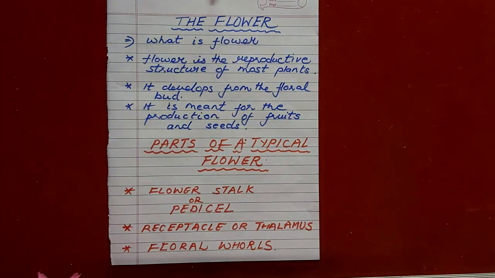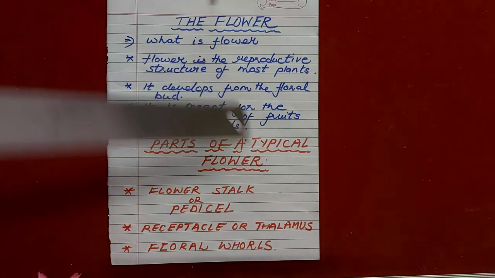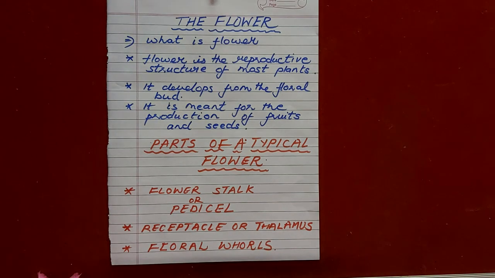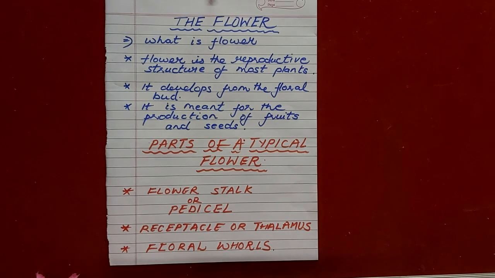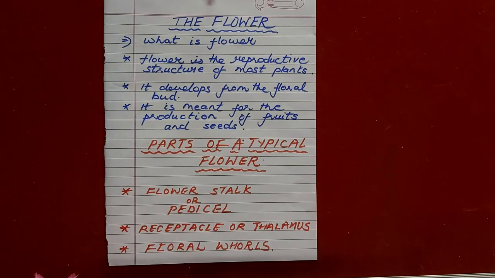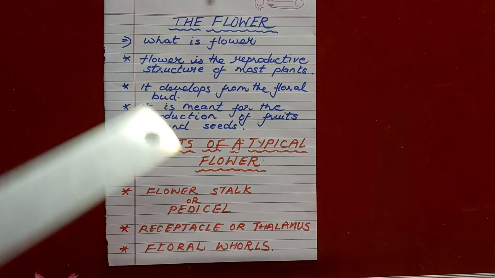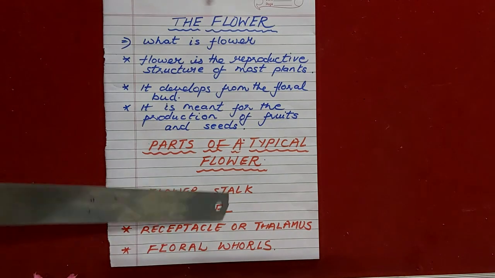So what is a flower? If someone asks you what is a flower, then you must answer that flower is a reproductive structure of most plants. It develops from the floral bud, and the main function of the flower is the production of fruits and seeds. Now we will start with the parts of a typical flower.